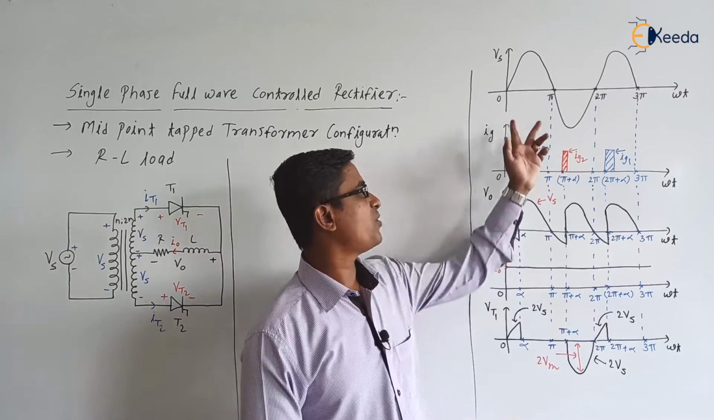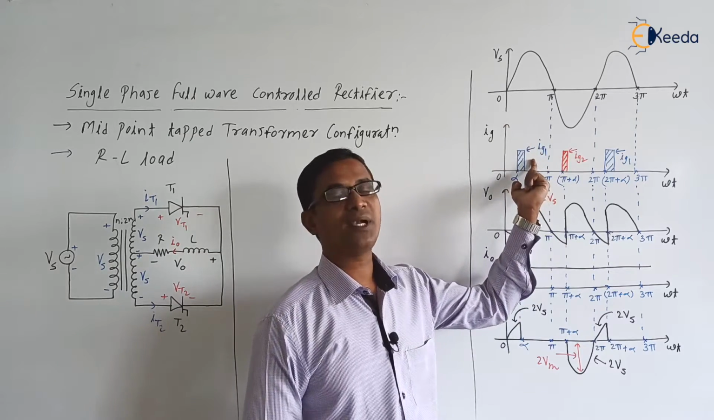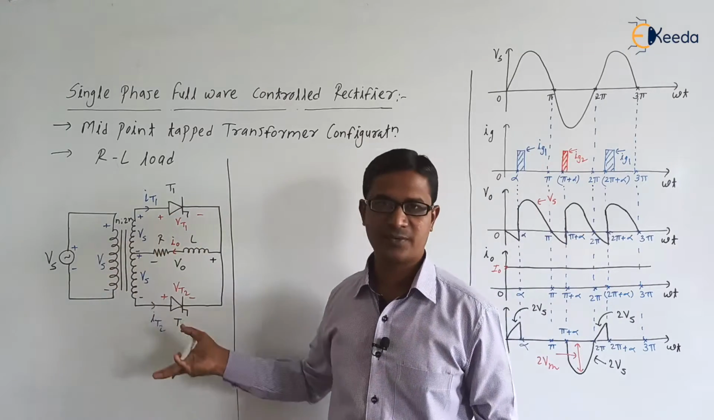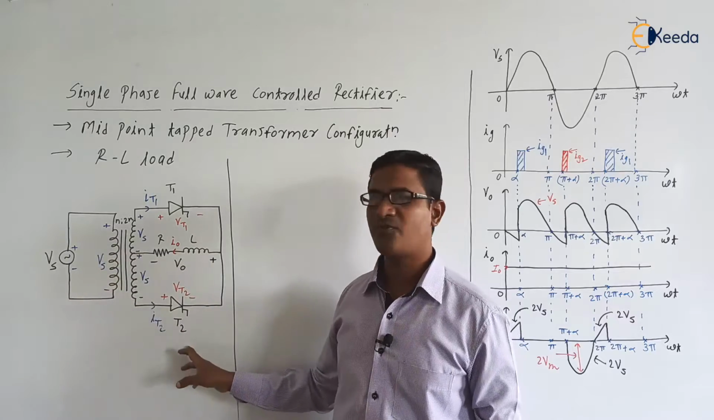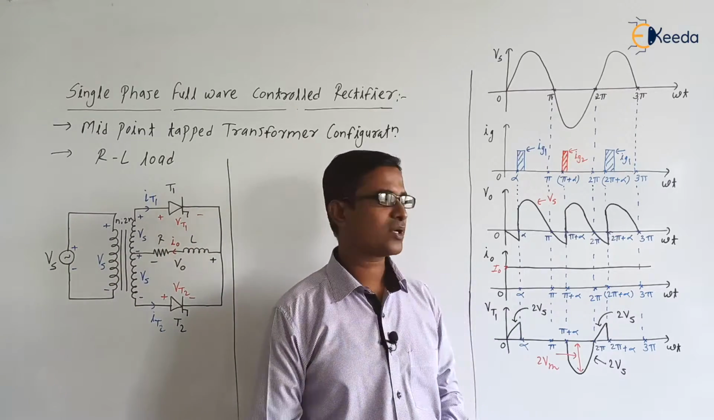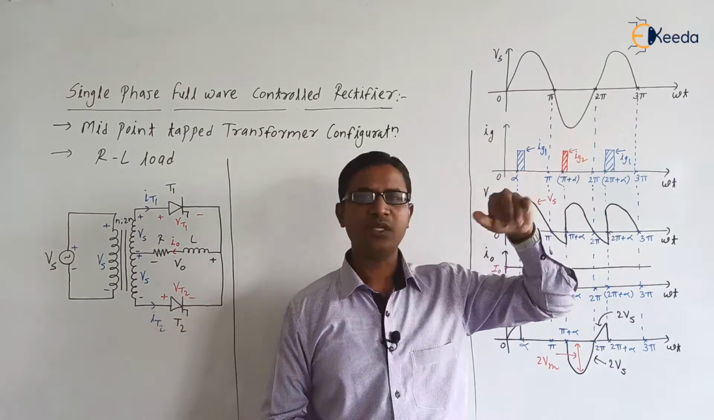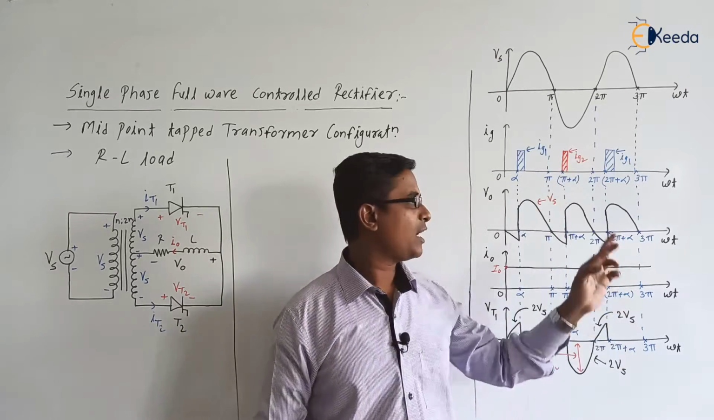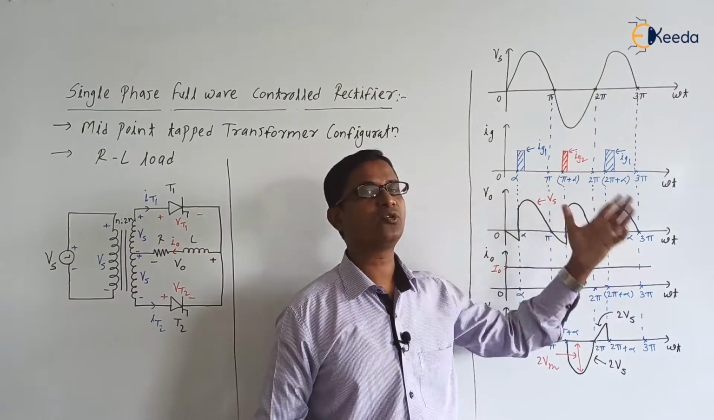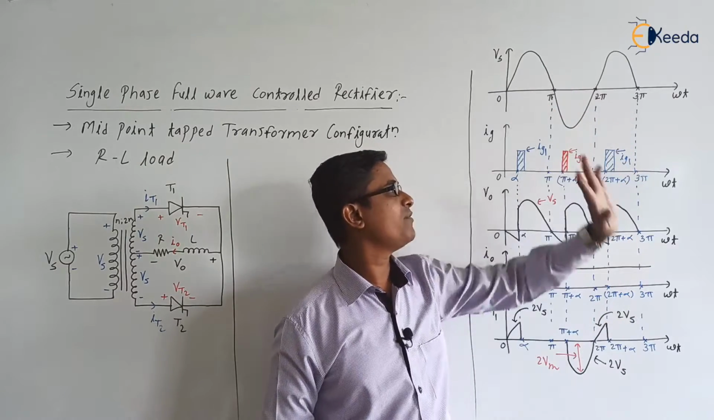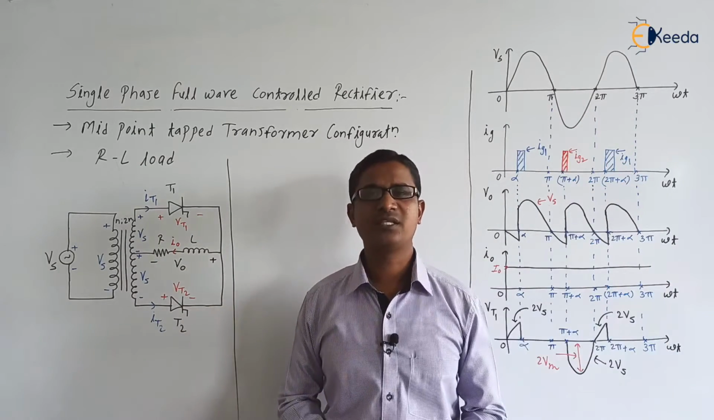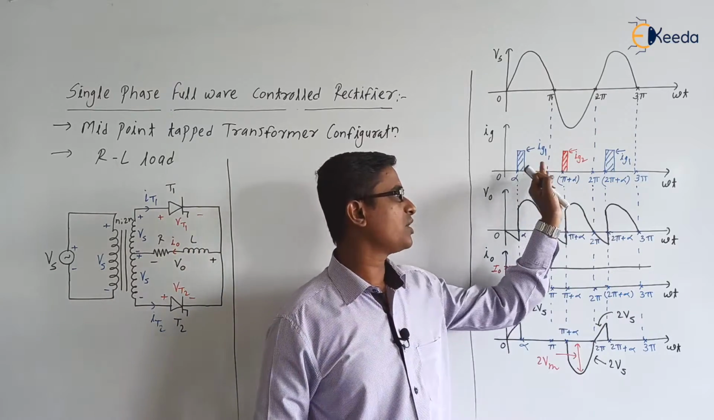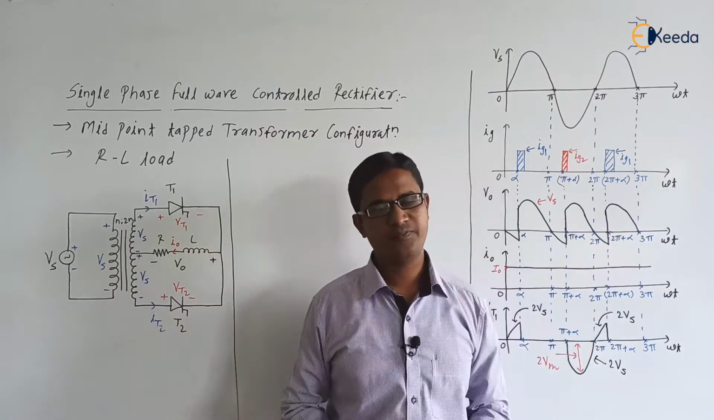When Vs is positive, thyristor T1 is in the forward bias mode, so I apply the gate signal to thyristor T1 only. Similarly, when Vs is negative, the polarities will be reversed. T2 will be in the forward bias mode and T1 will be in the reverse bias mode. So we apply the gate signal to thyristor T2 at pi plus alpha, which lies between pi and 2 pi. Similarly, from 2 pi to 3 pi, Vs is positive, and again we apply the gate signal to thyristor T1. Is this clear? So here we alternately apply the gate signal to T1, T2, T1, T2, and so on.